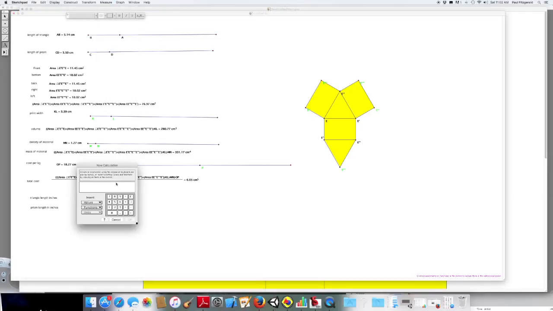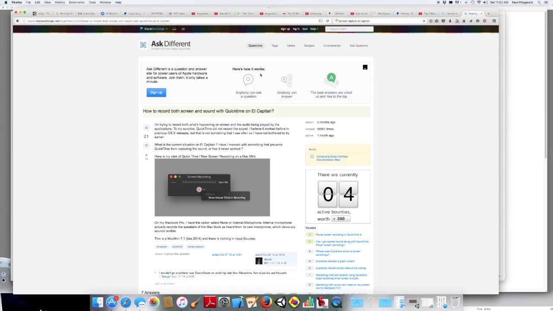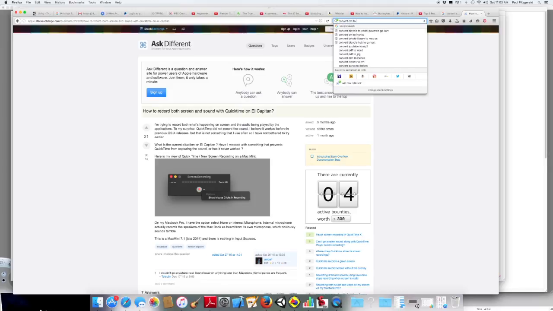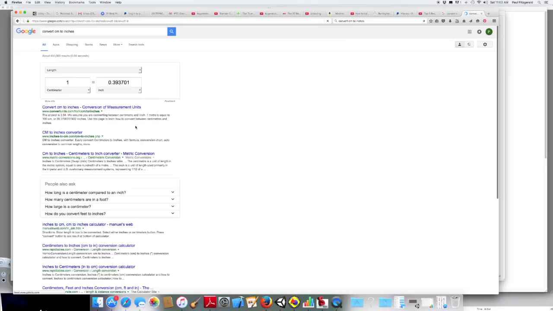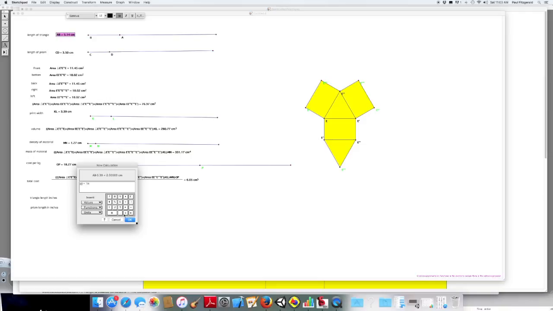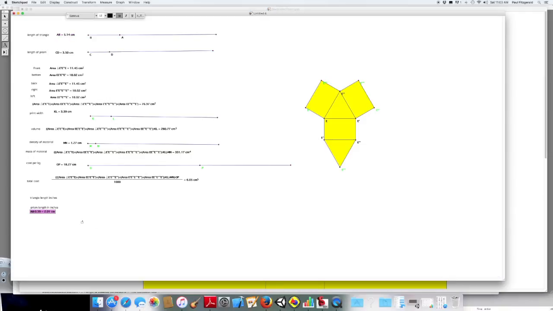So calculate. We're going to take this length, and if that's in centimeters, we're going to multiply it by 0.39. And we could Google that for a conversion. Convert centimeters to inches, and we would get something like that. So we click OK, and that tells us it's roughly 2 inches.